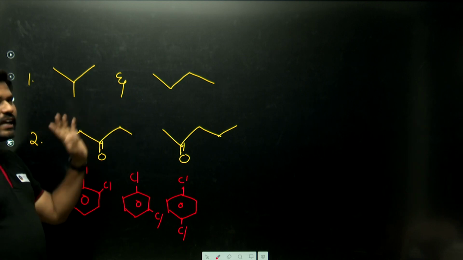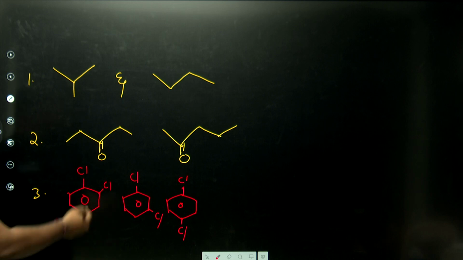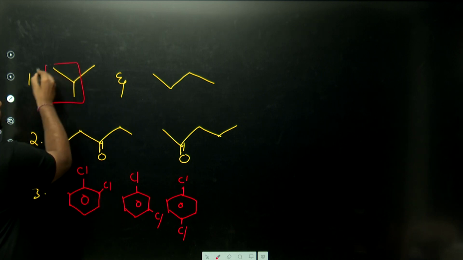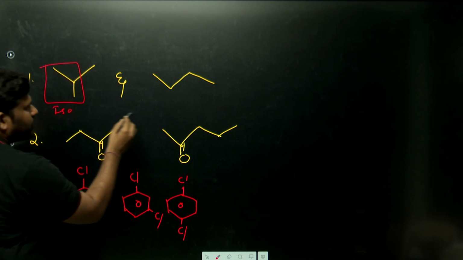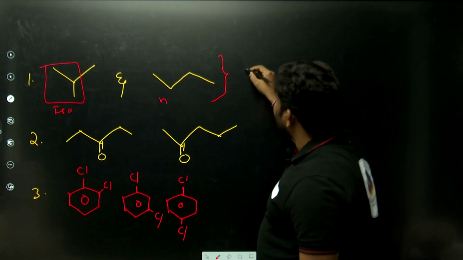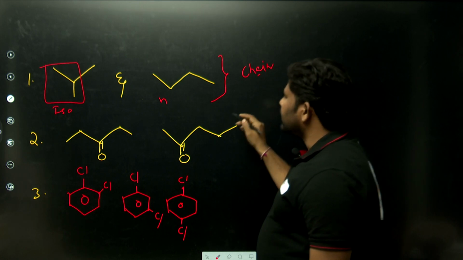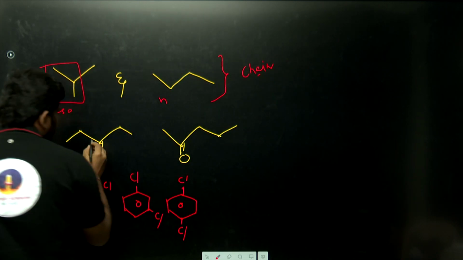Simple, these are alkanes. What is this group called here? This group is called iso, and this one will be N. So iso and N, same molecular formula. These are called what isomers? Chain isomers.